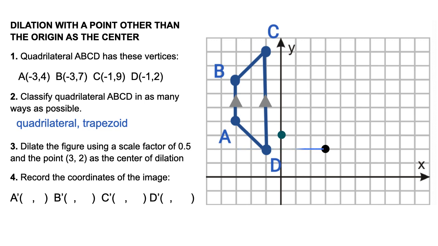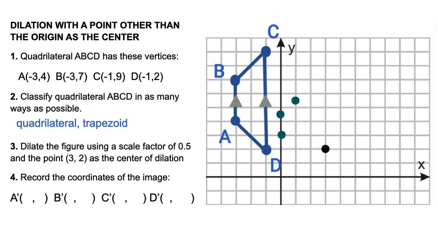For point B, I go 6 to the left and 5 up. So I want to go half that distance over, half that distance up. So I want to go 3 over and 2.5 up. And there is my point B prime. For point C, we go 4 to the left and 7 up. So I go half that distance to get the corresponding image of point C after the dilation. 2 to the left, 3.5 up.